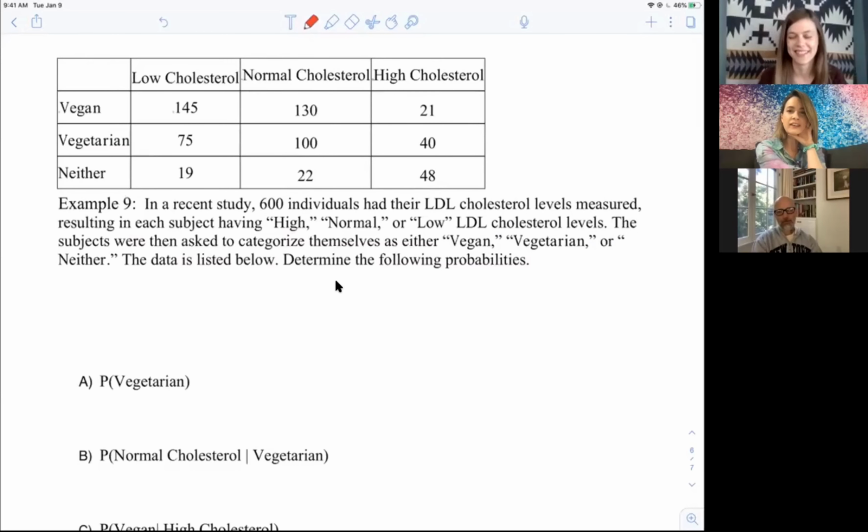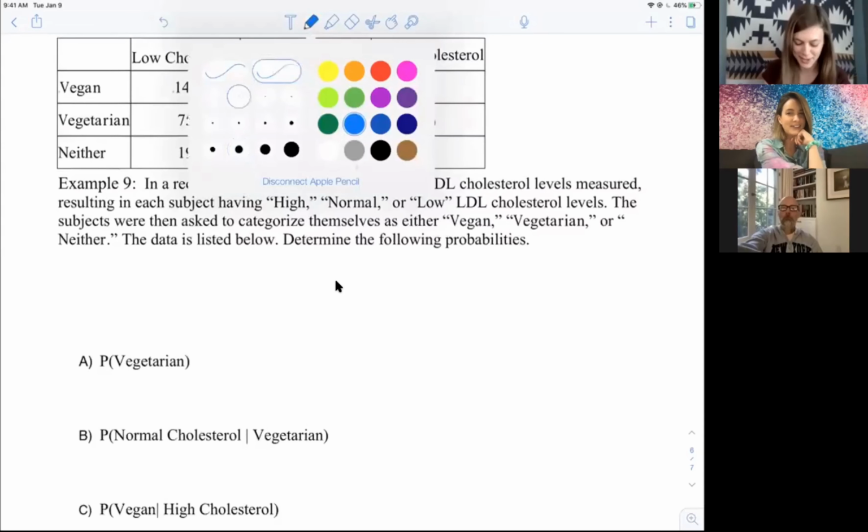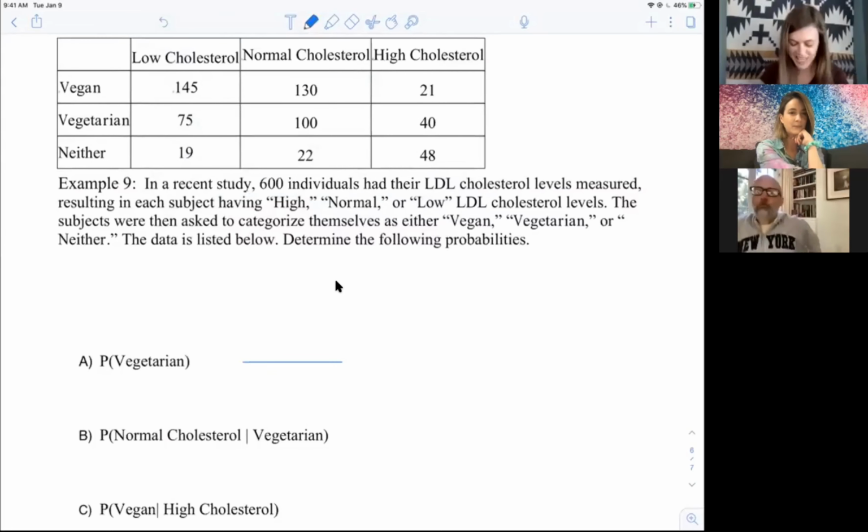Okay, so let's give this a go. Probability that someone's a vegetarian in this whole sample. Let's remember that probability, going back to the basics, is always part divided by whole. In this case, the whole, or the denominator, is everybody in this study. And how many people is that? 600. And so the part is how many people are vegetarian.